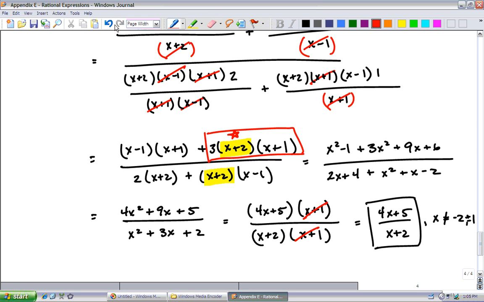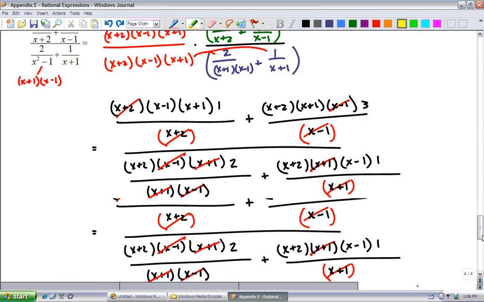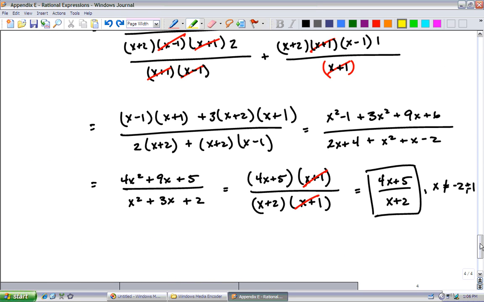So it's important for you to realize that you couldn't cancel that out because it is just a factor of a term, not a factor of the entire numerator. Same with the x minus 1. The x minus 1 here and here, those are only factors of terms, not factors of the entire numerator and denominator. So just keep that in mind. It's worth taking a look at. And that's it for method 2 and rational expressions altogether.